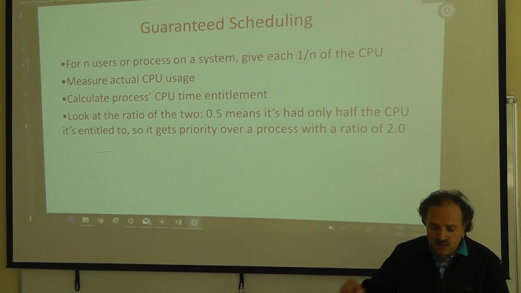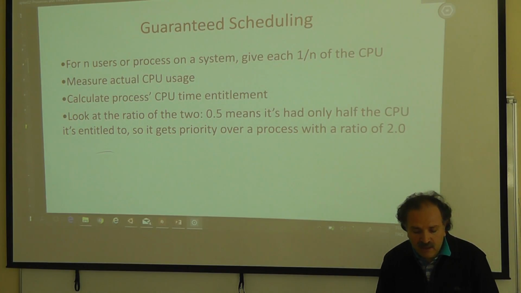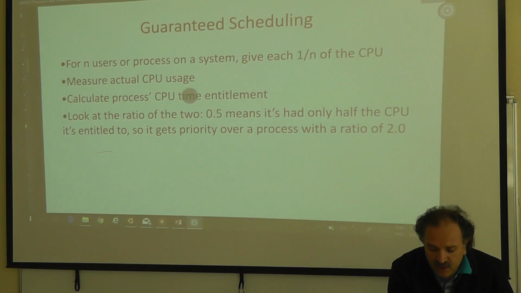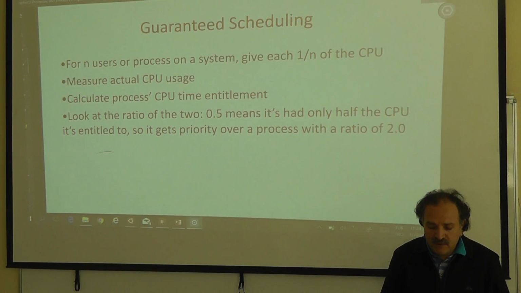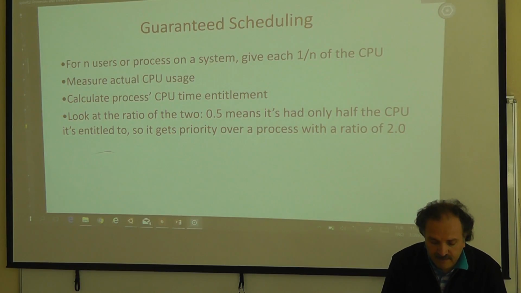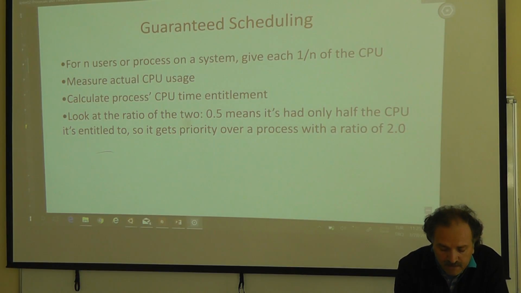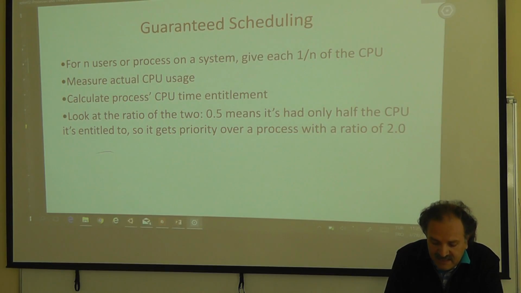At the end of my first round, I calculate the CPU time for each process. If the CPU time is different for some processors or for some users, then I adjust their priorities or their quantum times so that they would use less CPU time or more CPU time. This is called guaranteed scheduling. Look at the ratio of the two. 0.5 means that it had only used half the CPU time.